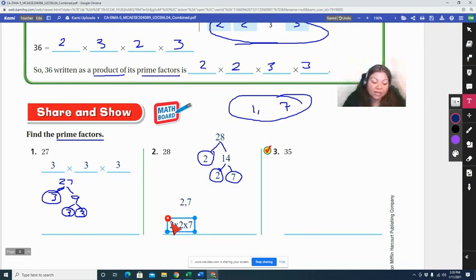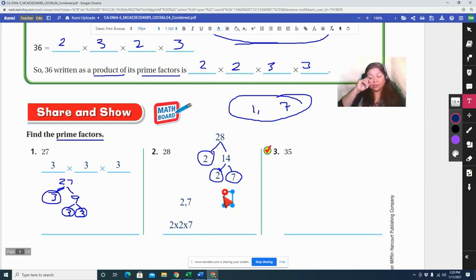But you just got to remember that if it says to write the number as the product of its prime factors, that means you need to write it out like this because you're writing the number as a product. Product means multiplication sentence. It's a multiplication answer. Okay, all right. So go on to the next slide for the problem that you will do on your own.